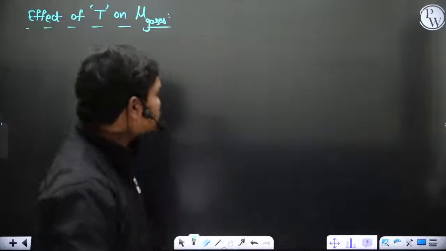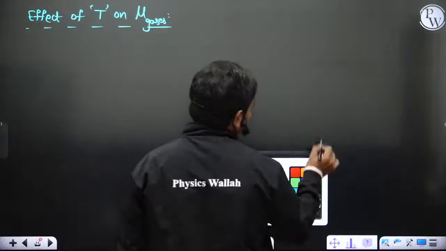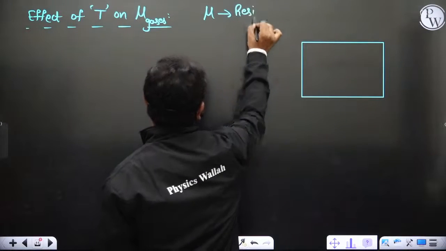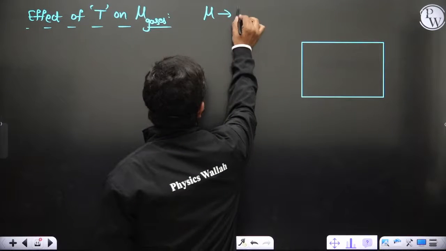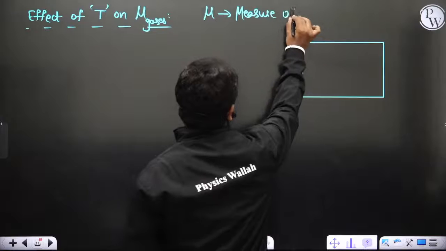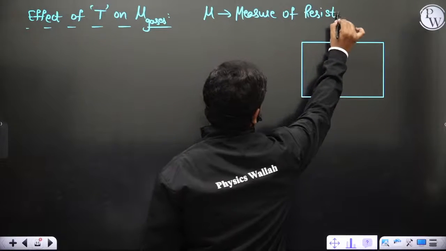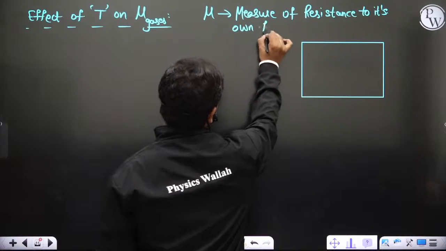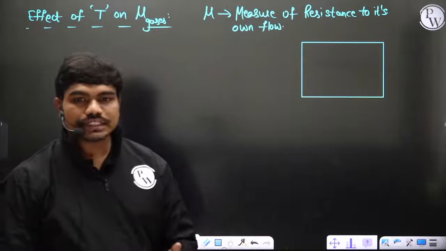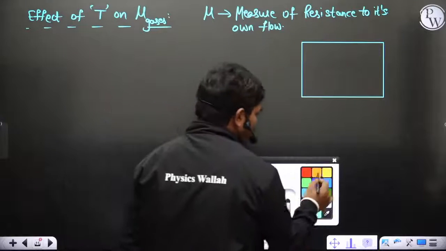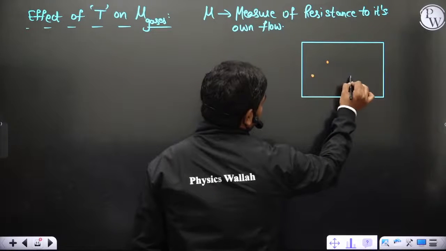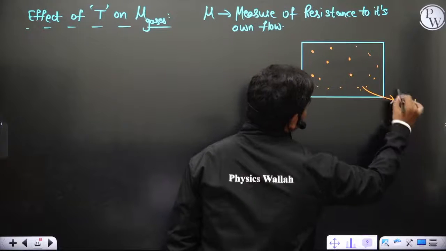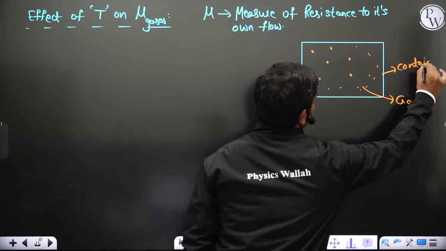Now here in case of gases, look, this property mu is a measure of resistance to its own flow. Measure of resistance to its own flow. Now if this is a measure of resistance to its own flow, let us suppose we take two molecules, for example. Let us say this is some container where you have some gas.